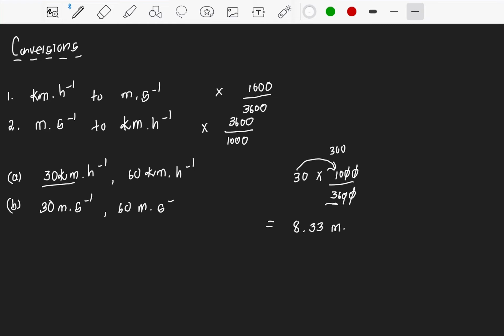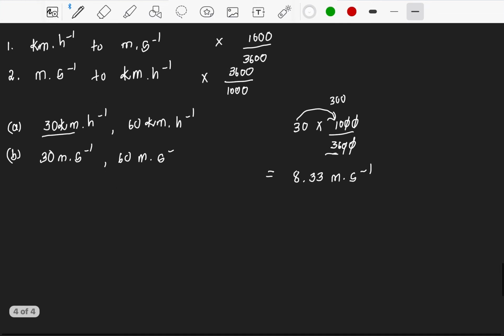So you have 8.33 meters per second. So always remember that everything that you have calculated in physics, always round it off into 2 decimal places. So never forget that, and always write your SI units. Never write a value without any SI unit.